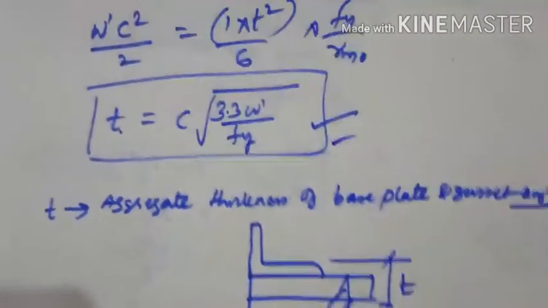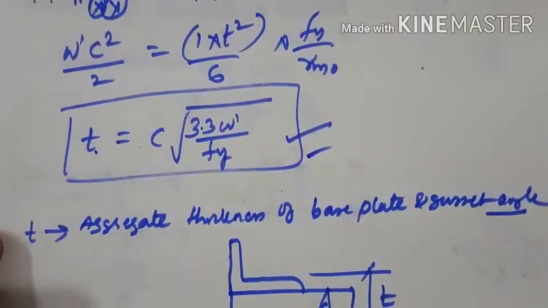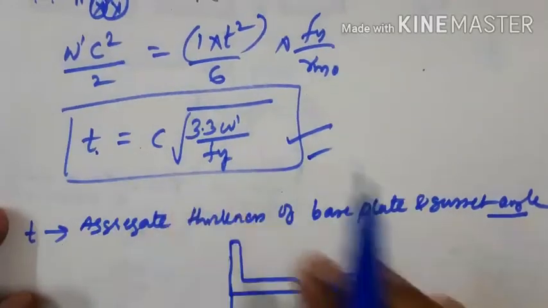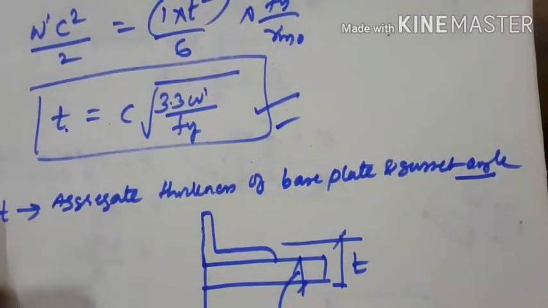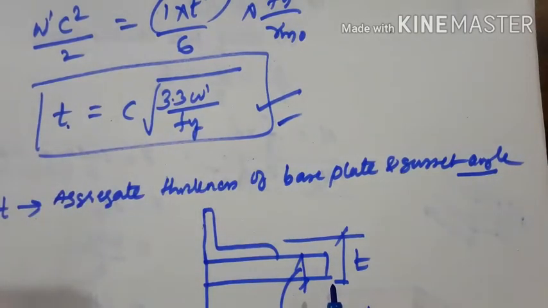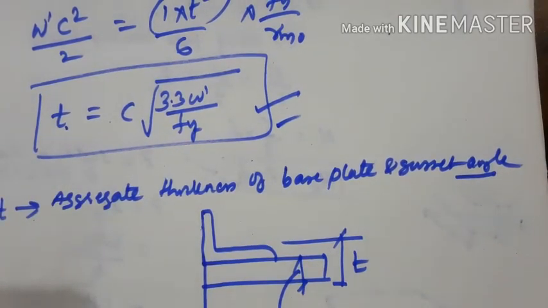I hope you understood this one. Again, while solving a design problem, I'll explain once again how to get this thickness and all. So in the gusseted base, we need to calculate the thickness like this. I hope you understood this one. Practice this kind of problem once again.